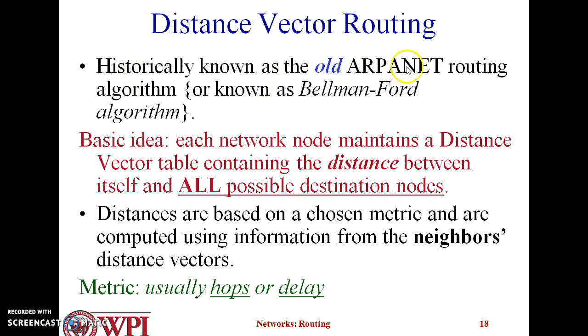Historically known as the old ARPANET routing algorithm or the Bellman-Ford algorithm. The basic idea is each network node maintains a distance vector table containing the distance between itself and all possible destination nodes. Distances are based on a chosen metric and are computed using information from the neighbor distance vectors. The metrics usually used here are hops or delay.